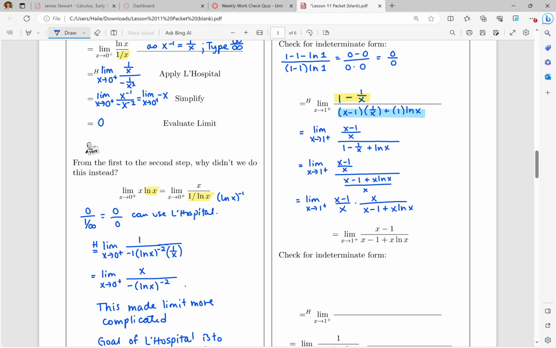Okay, so that's a bit complicated of some algebra, but hopefully it doesn't look too unfamiliar. It just might take a little bit of practice to get used to doing certain calculations like this again.